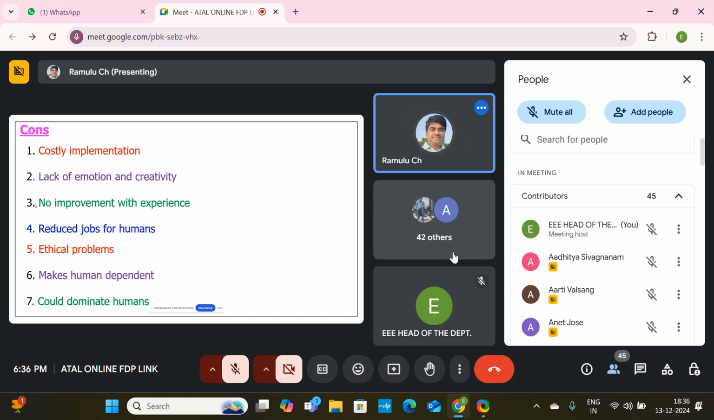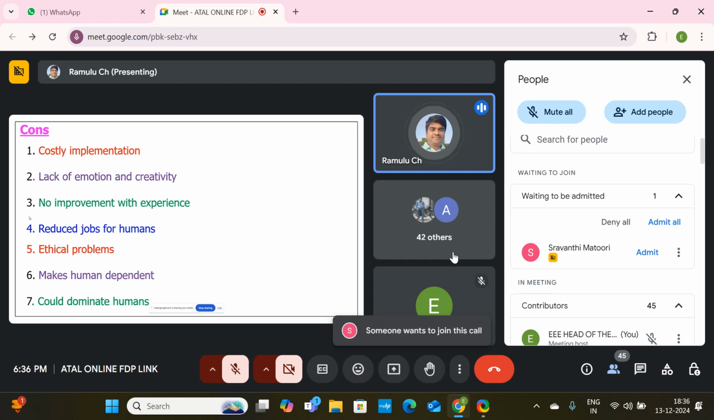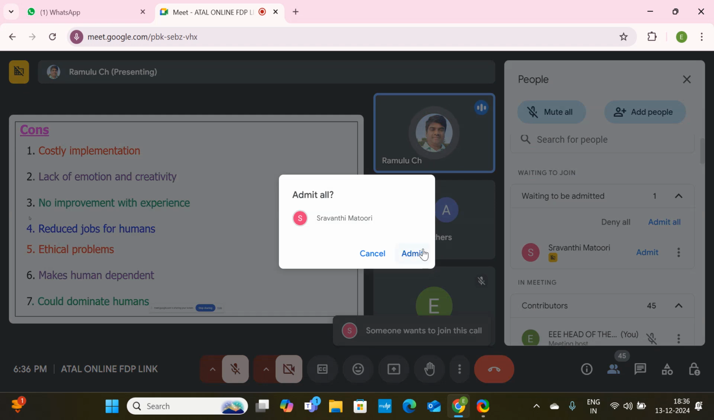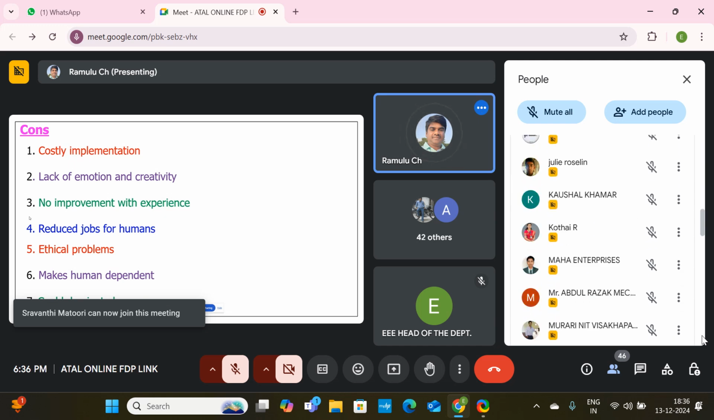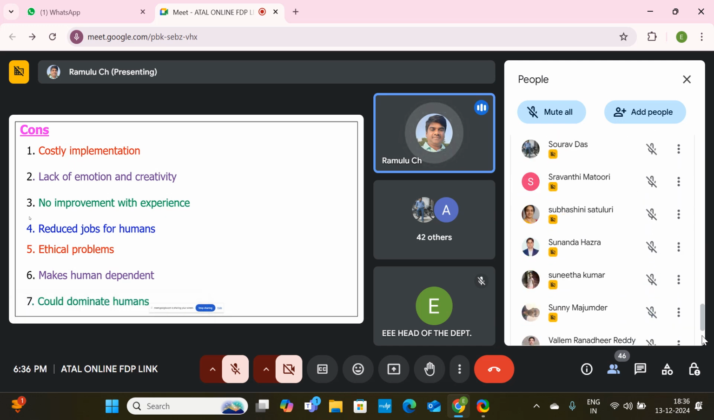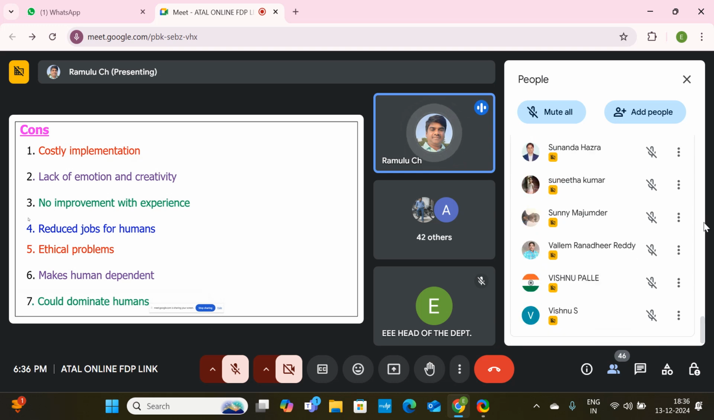Definitely, only some group of people can develop these important and very complicated algorithms. For that, only top priority people, the top category of students. Suppose in one class there are 60 students in one section.